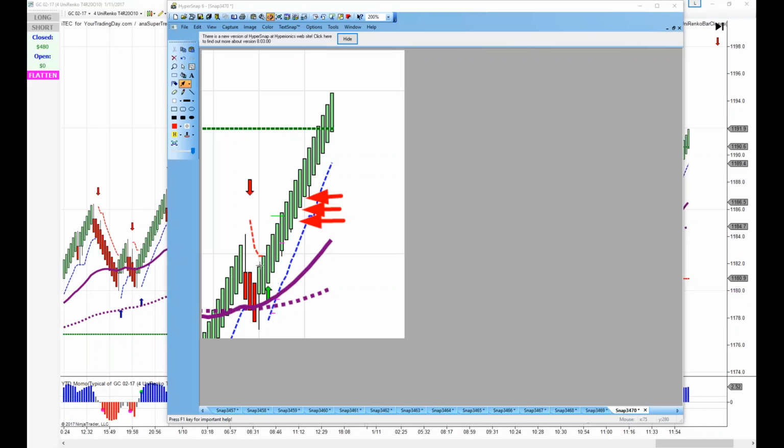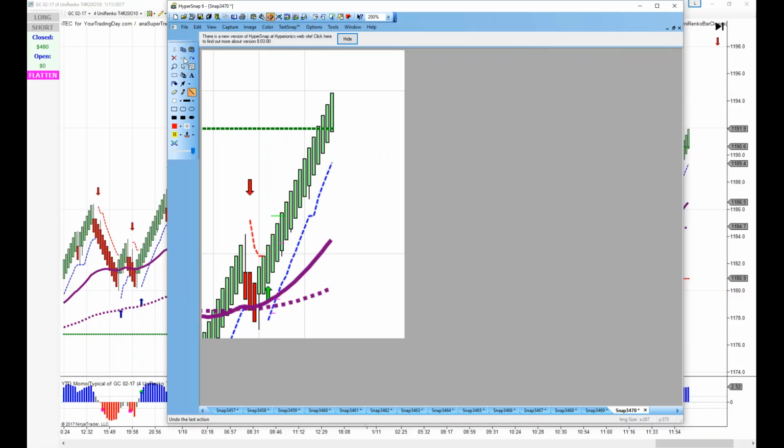Once we have 6 bars of the same color, let's count them. Six bars of the same color. So let's not count them until we're in the trade. Okay, so 1, 2, 3, 4, 5, 6. Once we have 6 bars of the same color, we want to start giving the trade more room, meaning we don't put our stop loss so close anymore.